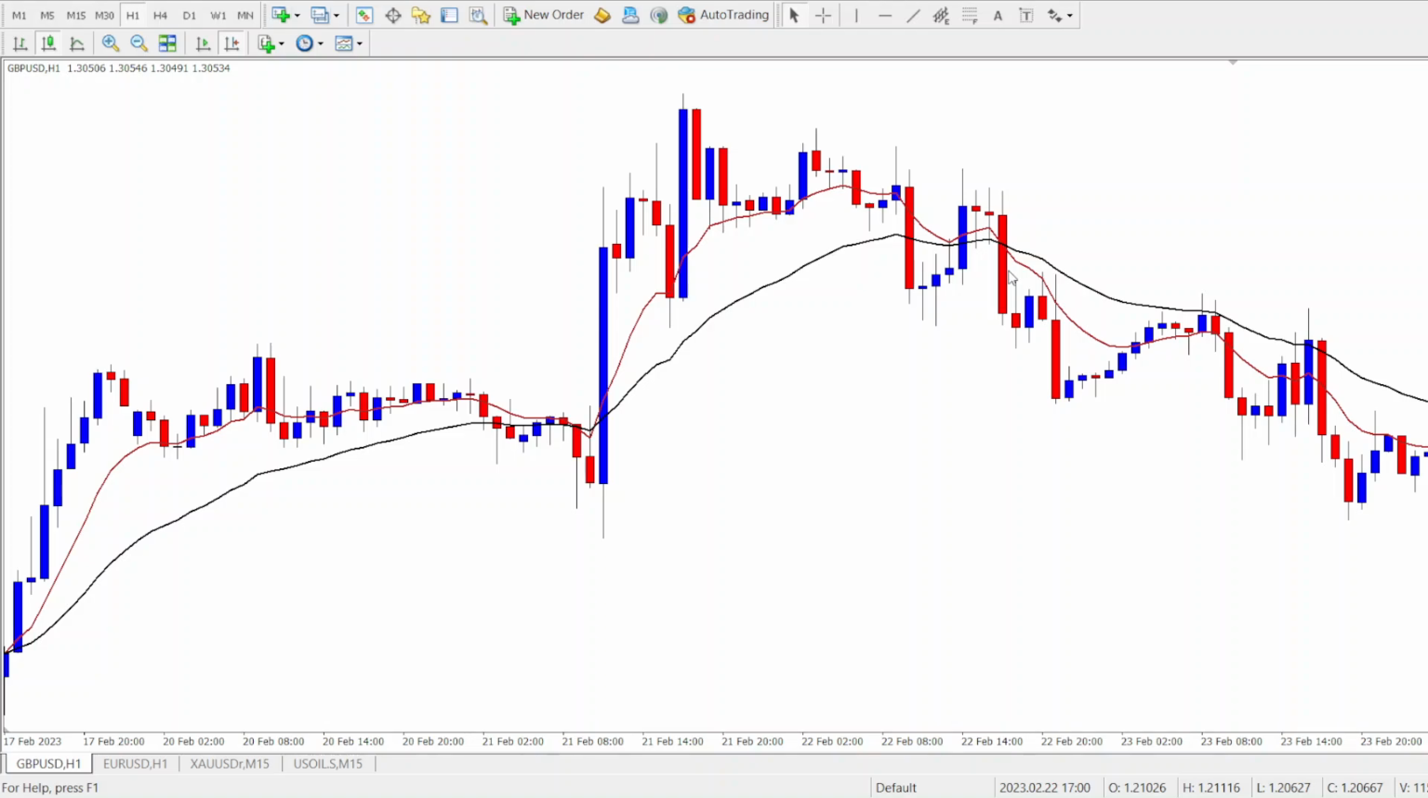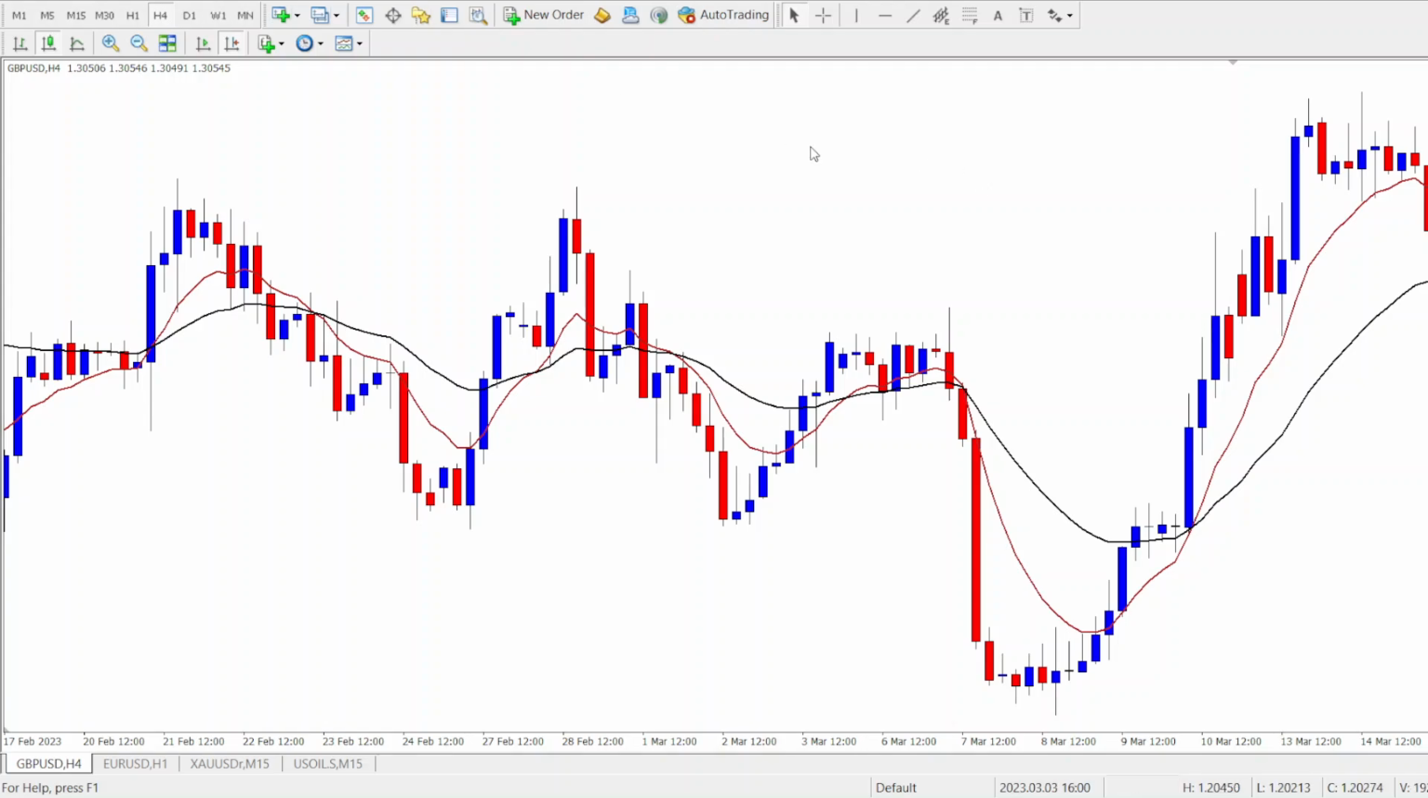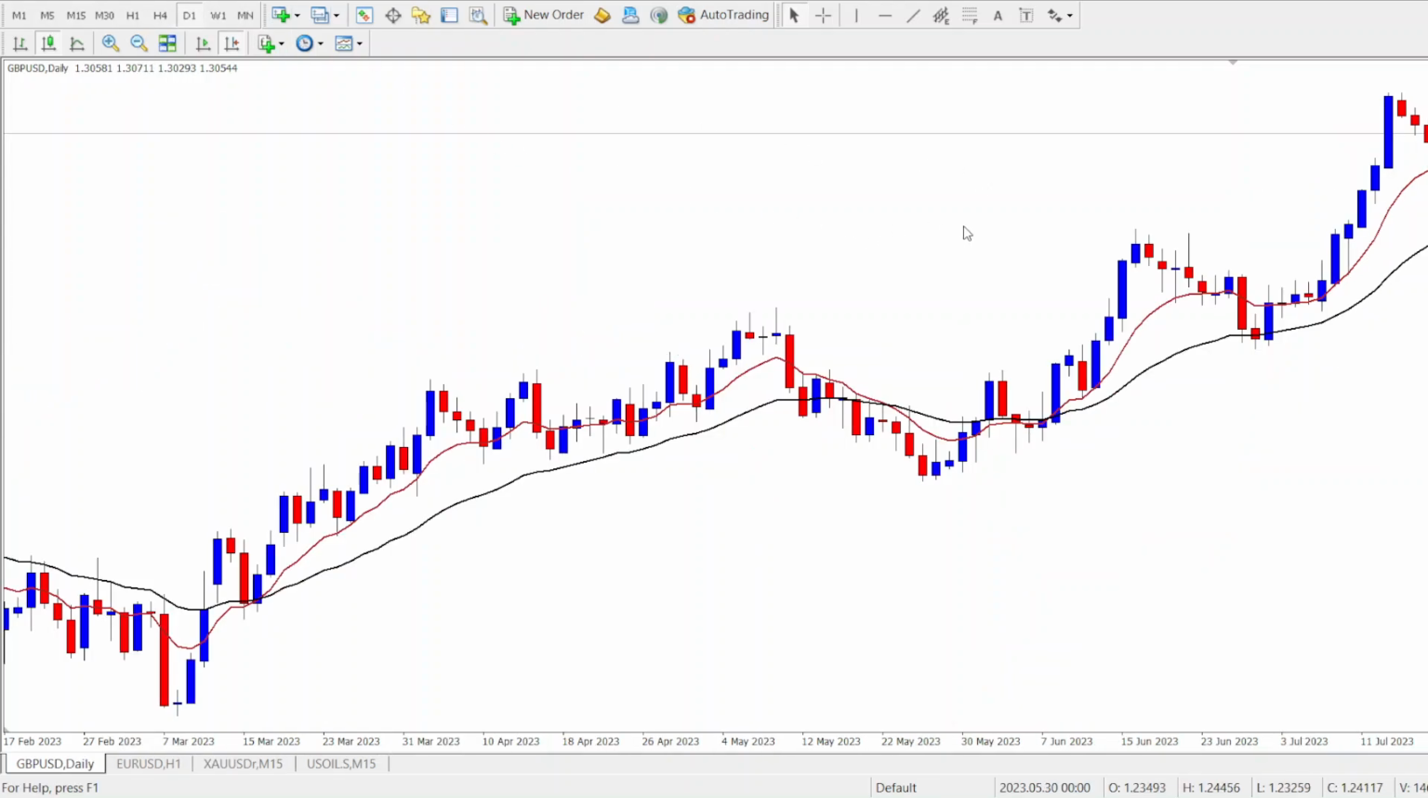Now, if you are a swing trader, you might want a wider view of the market. In fact, it is needed. As a swing trader, you need a wider view of the market.